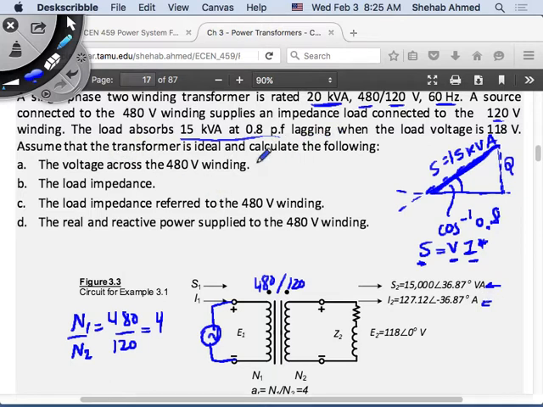Assuming the transformer is ideal, calculate the following. The voltage across the 480 volt winding. So they told us that the secondary side has a 120 volt load connected to it. So what is the voltage on the primary side?